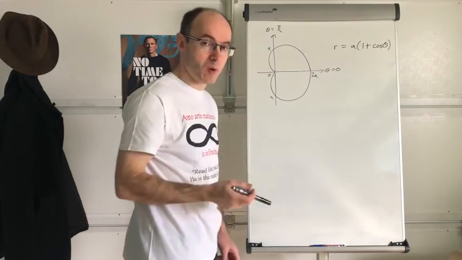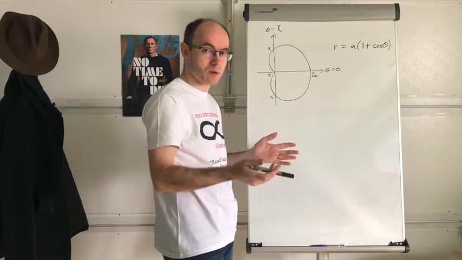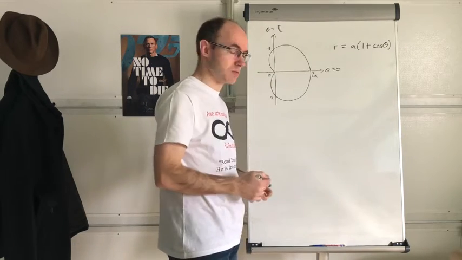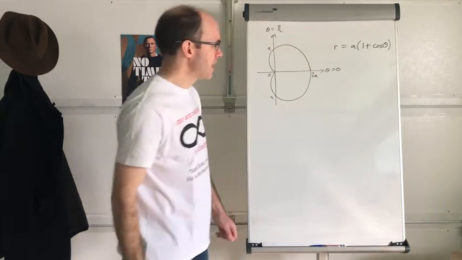Just remember why it's reflective about the initial line there. Remember, because of the result that cos of negative theta is the same as cos of positive theta. Very, very handy result to remember. So it's got a line of symmetry about the initial line.